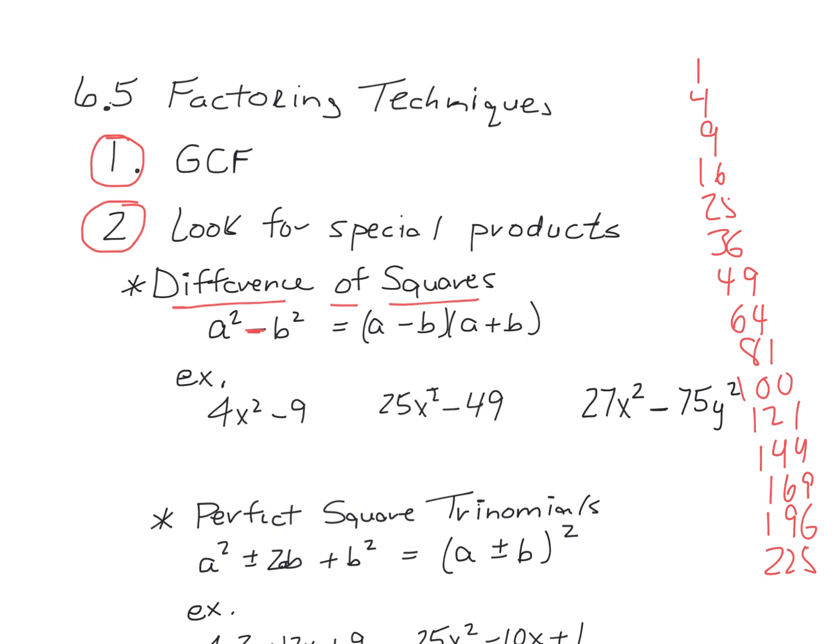A couple examples. 4x squared minus 9, this is definitely difference of squares. There's two terms, it's subtraction, and these are perfect squares. So to factor this, I want to find what do I square to get 4x squared, or what is the square root of 4x squared, which would be 2x and 2x. Square root of 9 would be 3 and 3. Difference of squares, different signs.